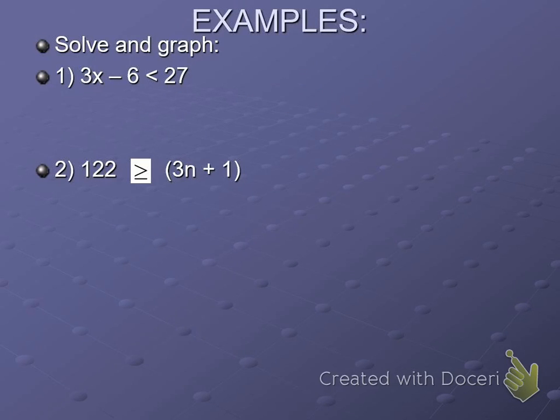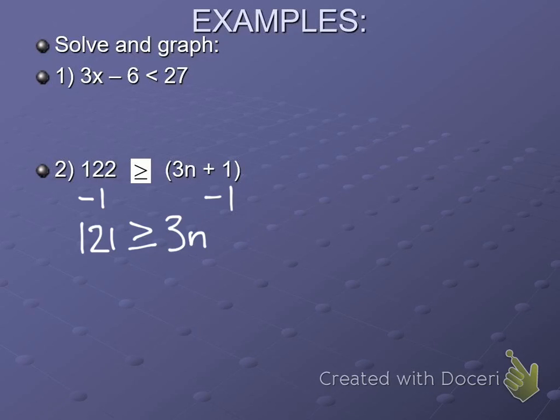Here we go. On number 2, we have 122 is greater than or equal to 3n plus 1. Sorry, plus 1. Thank you. No problem. I was focusing more on the fact that we have these parentheses here. Do those parentheses serve any purpose? No, they don't. So we can kind of just ignore them. And the first thing we are going to do is subtract 1 from both sides. Beautiful. We have 121 is greater than or equal to 3n.